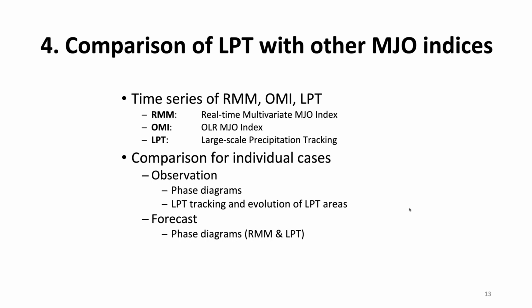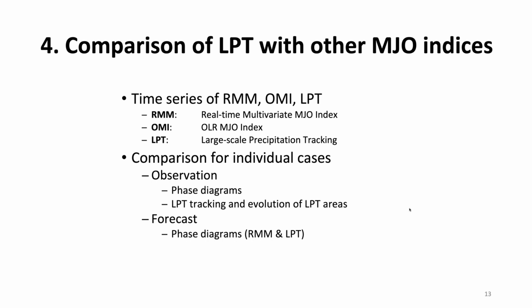So one thing we have done is a comparison with other MJO indices. We look at the comparison in time series of the amplitude of the real-time multivariate MJO index and the OLR MJO index, and compare them with LPT. So one question we want to ask is, okay, we have RMM and we have OMI, we have other MJO indices. Why do we need another one, LPT?